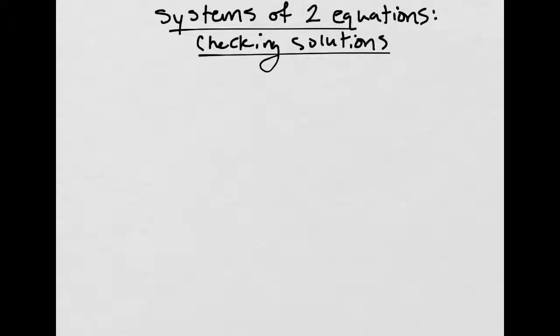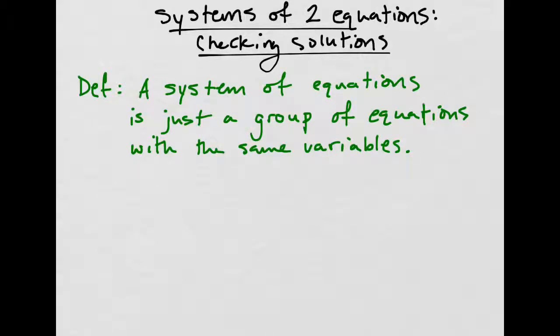All right. Systems of two equations, checking solutions. What is a system of equations? A system of equations is just a group of equations with the same variable. You can have more than two, but we're just going to deal with two equations. So we're going to have groups of two equations, and eventually we're going to figure out how to solve them.